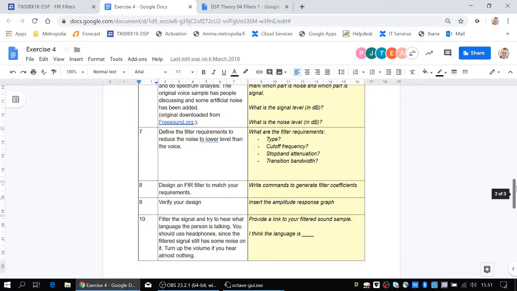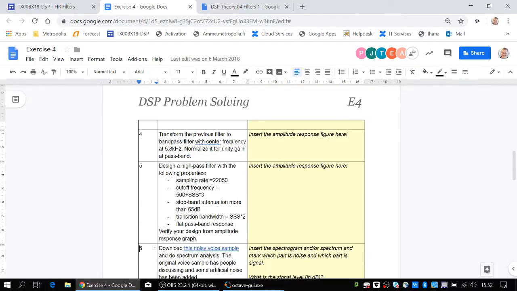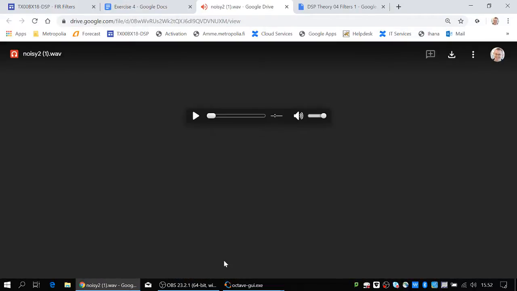When you're doing the spectrum analysis of the given sample, the given sample is this voice sample. Yeah, that voice sample, haha. There's some speech actually underneath, but there's so much high frequency noise that you cannot hear it.